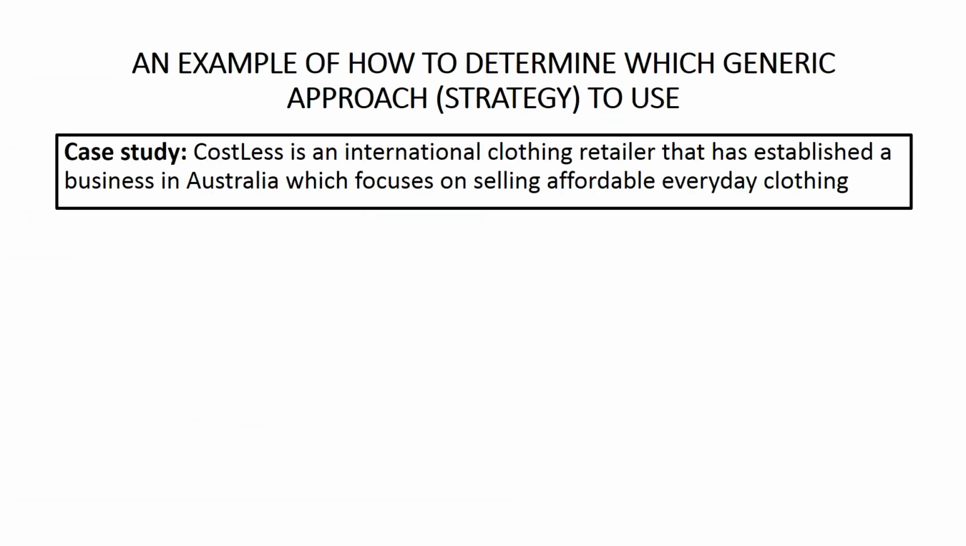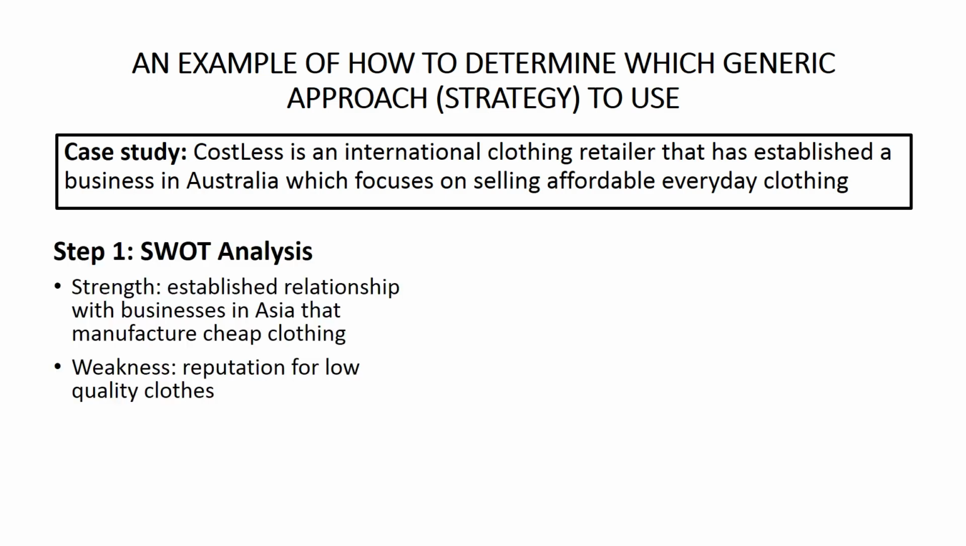Now I'll give you two examples of how a business could apply the 3 steps we've looked at, including the 5-force analysis in step 2, to determine which of Porter's generic strategies the business should adopt so as to gain a competitive advantage over its competitors. The first example is of Costless, which is an international clothing retailer that has established a business in Australia which focuses on selling affordable everyday clothing.